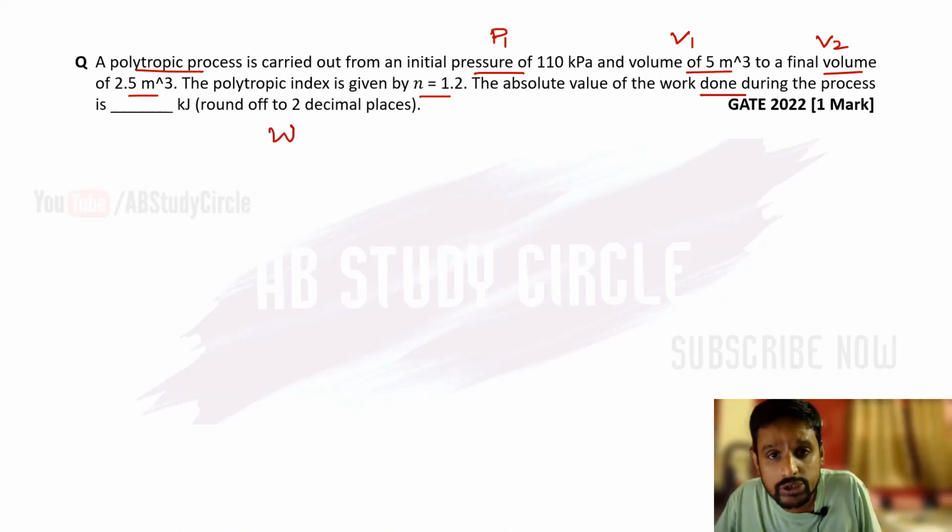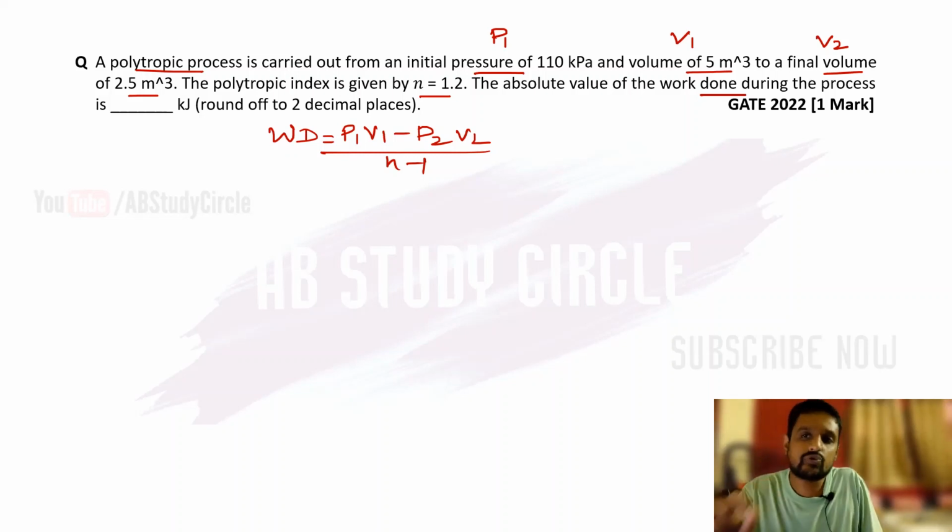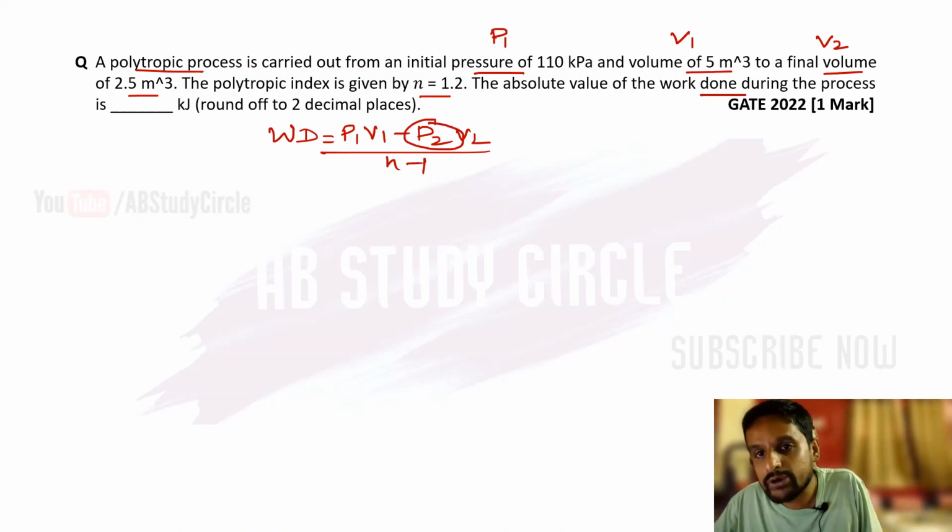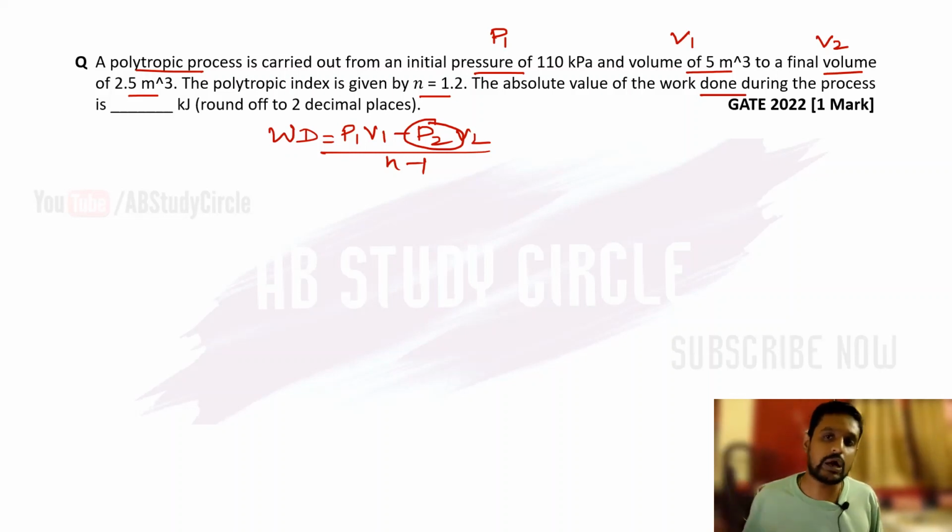So the question wants you to find out the work done, that is (P1 V1 minus P2 V2) divided by (n minus 1), right? And from the question you can see that P1, V1, V2 and n are already given. That means our prime focus, the unknown here, is P2. If you are able to find the value of P2, then we can very easily find the work done during the polytropic process, right?